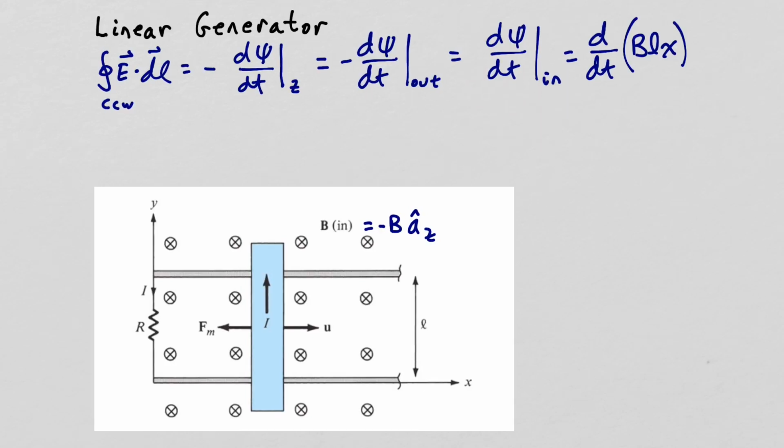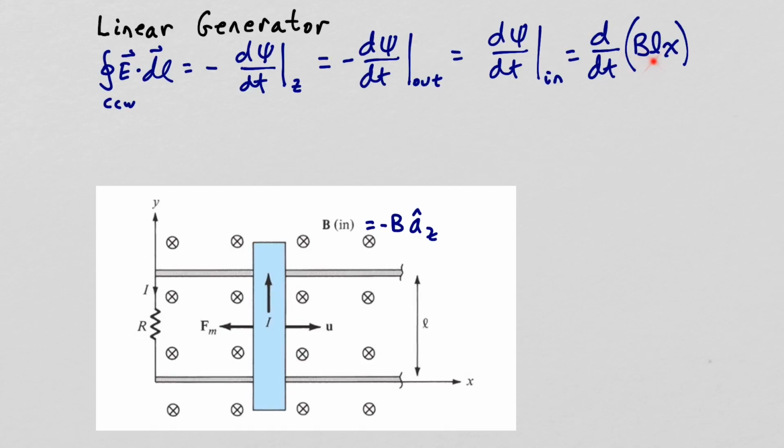The flux into the page will just be B times this area, which is x times L. B and L are constants, so this just becomes BL times dx/dt, and dx/dt is just the velocity with which we are pulling the bar.